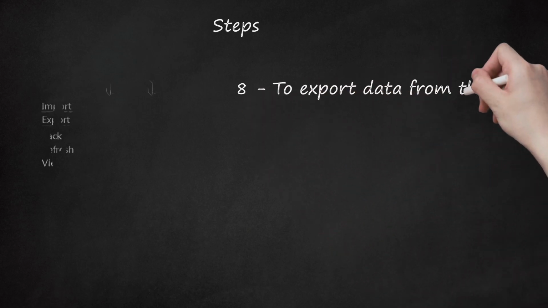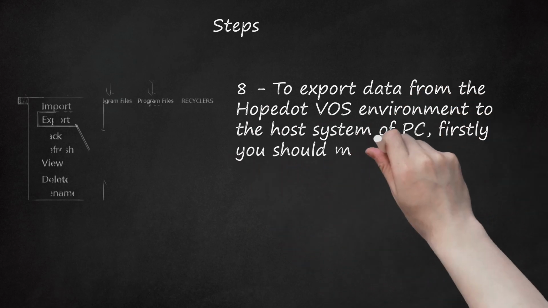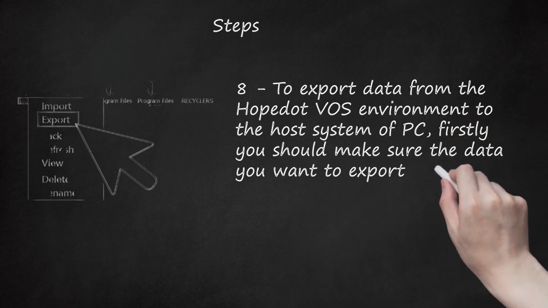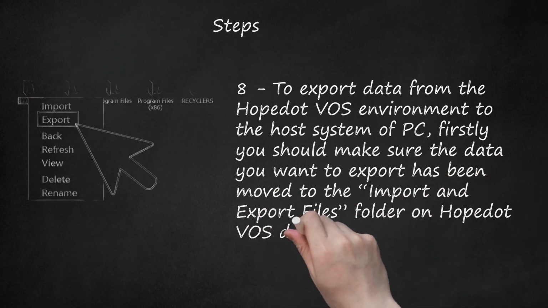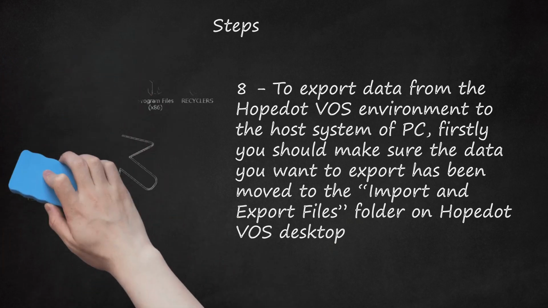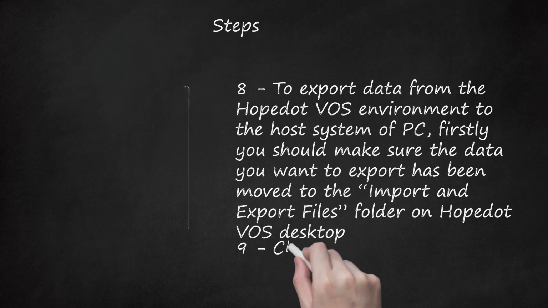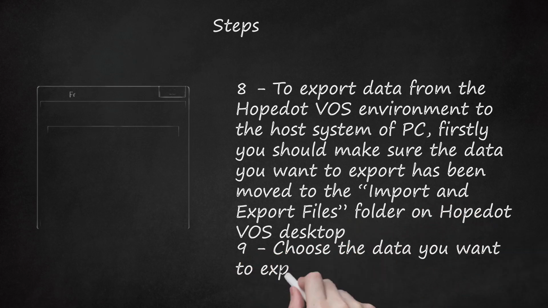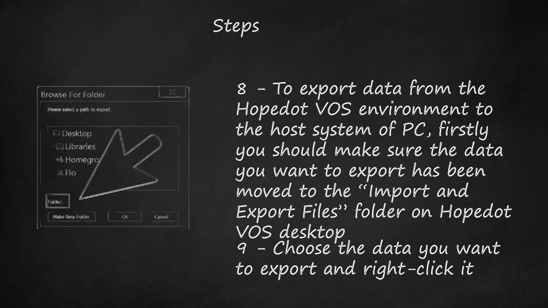8. To export data from the Hopedot VOS environment to the host system of the PC, firstly you should make sure the data you want to export has been moved to the Import and Export Files folder on the Hopedot VOS desktop. Find the up arrow on the toolbar and click it. Input the data management password and log in. 9. Choose the data you want to export and right-click it. Select Export and then select a path to export.